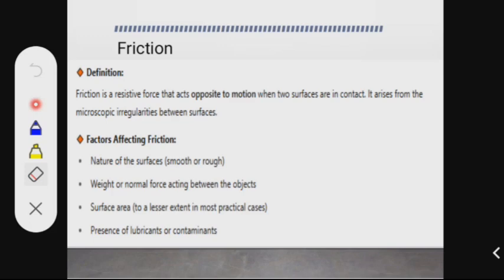So the final one is the presence of lubricants or contaminants. Lubricants are materials that we know, like oil. These things tend to smoothen the surface of a particular material. So when you apply lubricant, it tends to make an object's surface more smooth, and this would affect friction, as we know that smoothness affects friction.